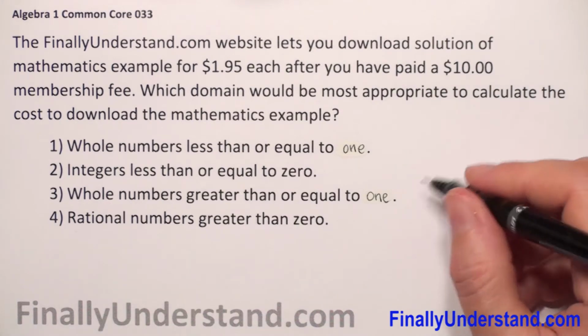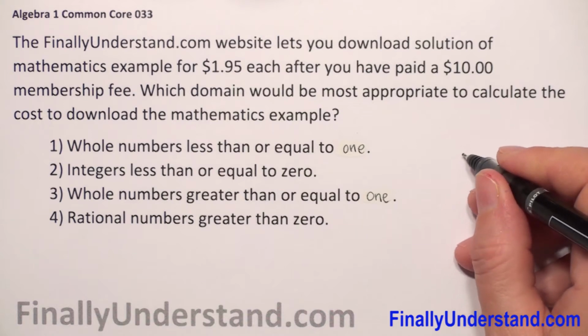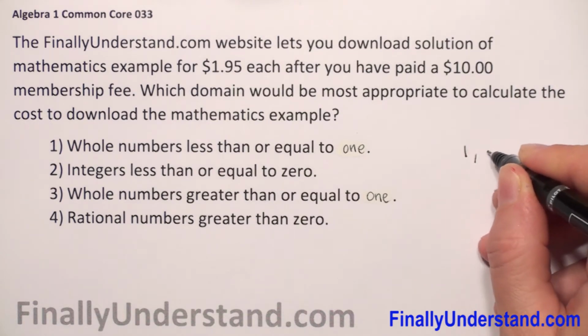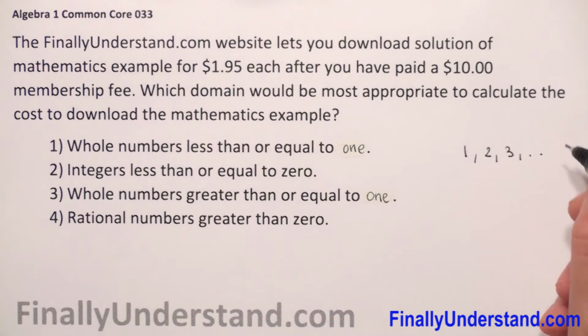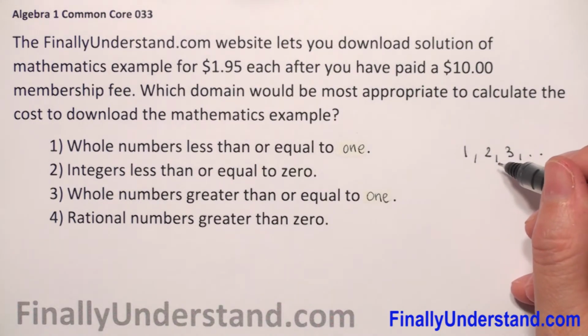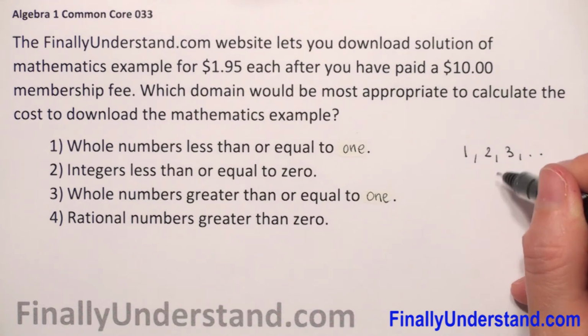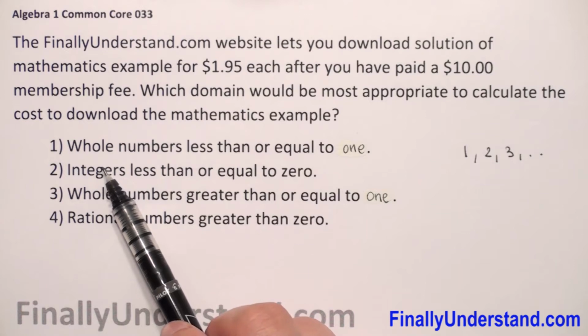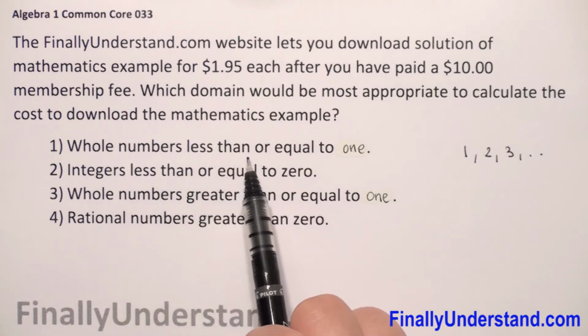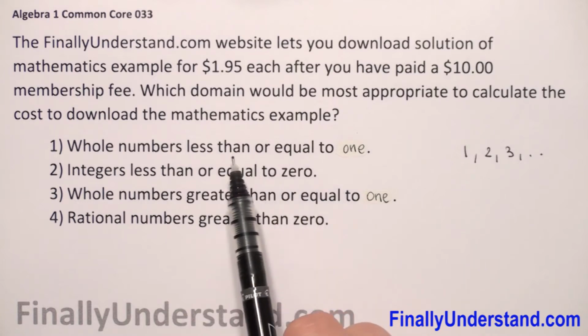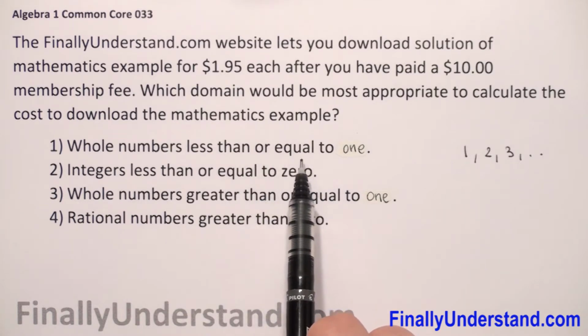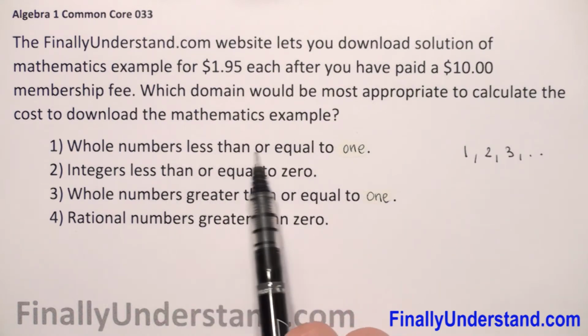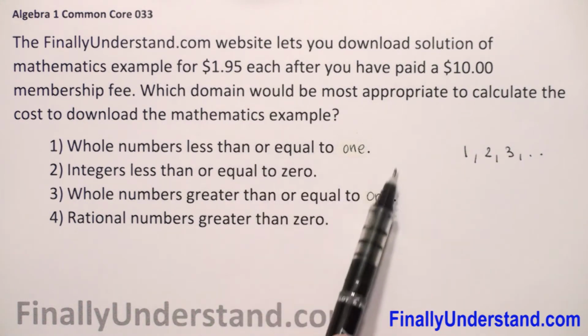So we can download one mathematical example, 2, 3, and so on. It cannot be half of an example, or this number cannot be negative, of course. So the first statement, we have whole numbers less than or equal to 1. This will be negative numbers, less than or equal to 1. So this is impossible. The domain cannot be negative for this example.